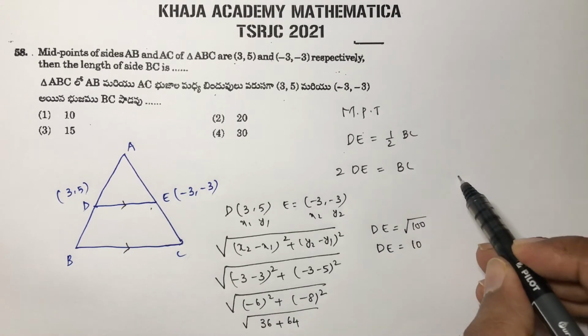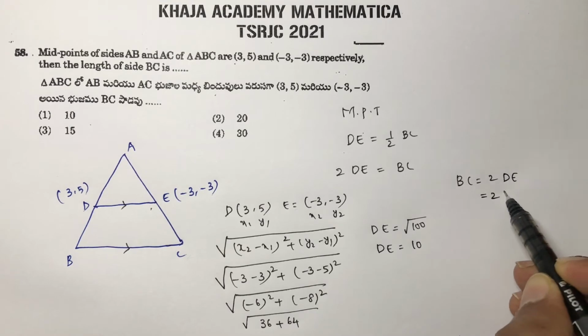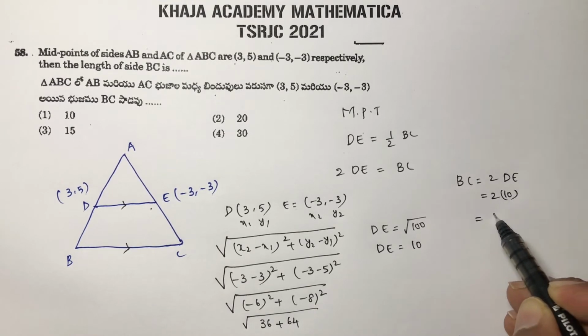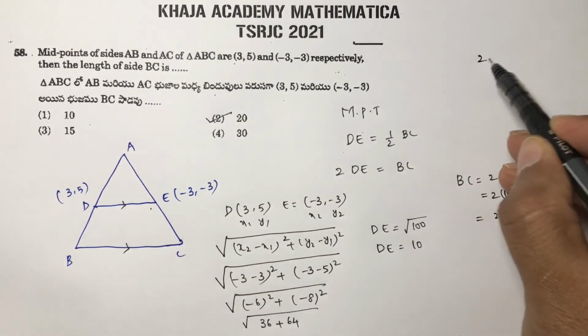But we need to find BC. So BC is twice DE. So 2 times 10. So that is 20. So the correct option is 2, which is 20.